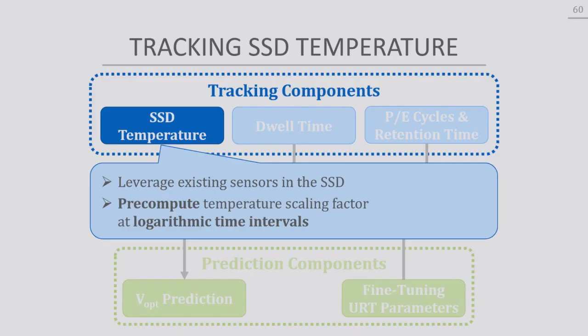So the first tracking component is tracking the SSD temperature. We leverage existing sensors in the SSD to measure the temperature. Then we pre-compute the temperature scaling factor based on our temperature scaling model at a logarithmic time interval, and then store these pre-computed values. This allows us to minimize the repeated computation and accelerates the process.